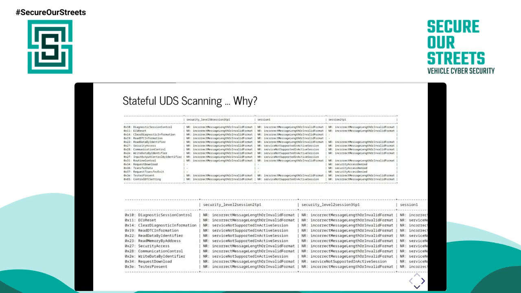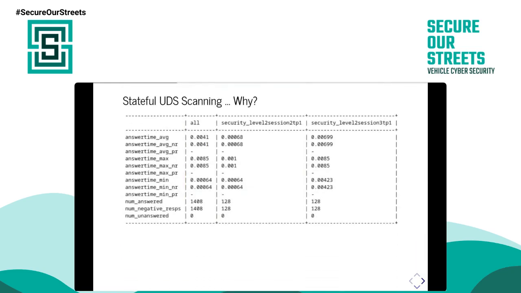Here's another example where we, for example, have the service read memory by address, which is not supported in session 2. But if we switch to session 3 in this ECU on the right side, we get a negative response code, incorrect message length or invalid format. And this, for a penetration tester or a security researcher, is pure gold, because if you find the read memory by address job, you can usually leak very sensitive information from the ECU.